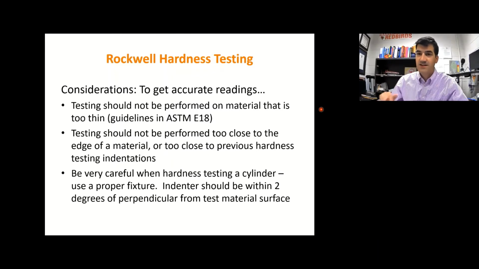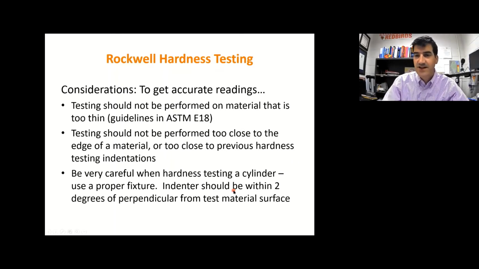And we'll talk about that later on in the course. But work hardening is exactly what it sounds like. As you plastically deform a material, it gets harder. It actually gets stronger and harder for a certain period of time. So if you test too close to a previous indentation, within 1/4 of an inch of a previous indentation, then your reading is not going to be valid. So stay at least 1/4 of an inch or so away from a previous indentation.